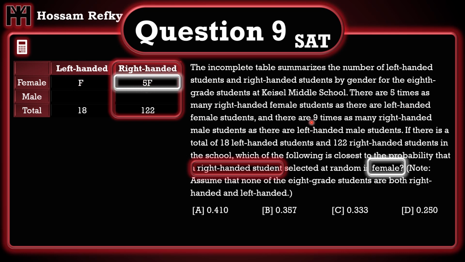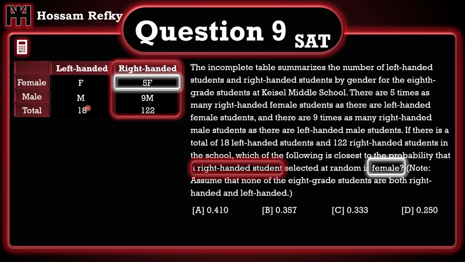Okay, and for male students, there are 9 times as many right-handed male students as there are left-handed male students. So the right-handed is 9 times, so it's M to 9M. Okay, so we have two equations here.